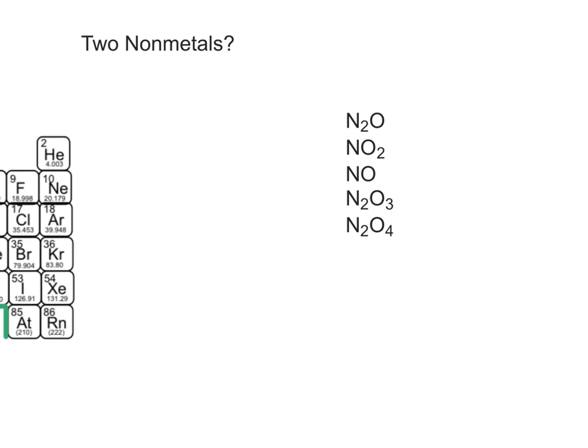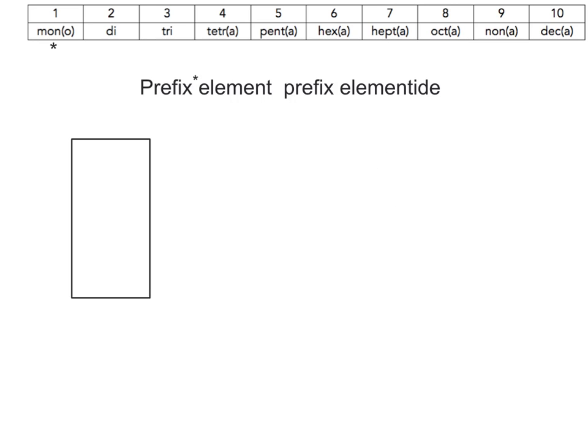Fortunately, there's a relatively straightforward set of rules to use to name binary molecular compounds. The rules are right here. We simply use a prefix and the element name, followed by a prefix and the element name ending in IDE. With these binary molecular compounds, we don't need to worry about neutralizing charge because these nonmetal atoms are sharing electrons in covalent bonds rather than gaining electrons to form ions. Let's look at the prefixes you'll be using. With only one exception, they should seem pretty familiar.